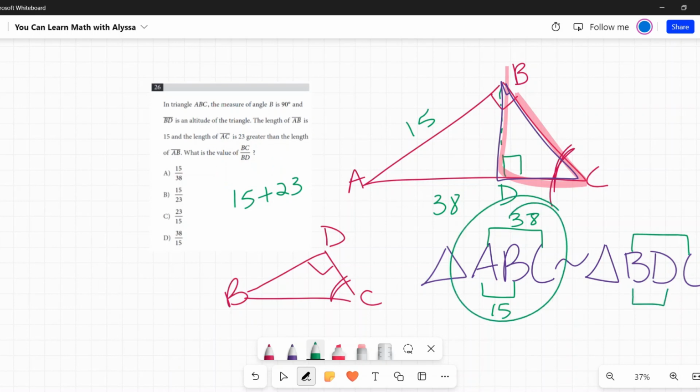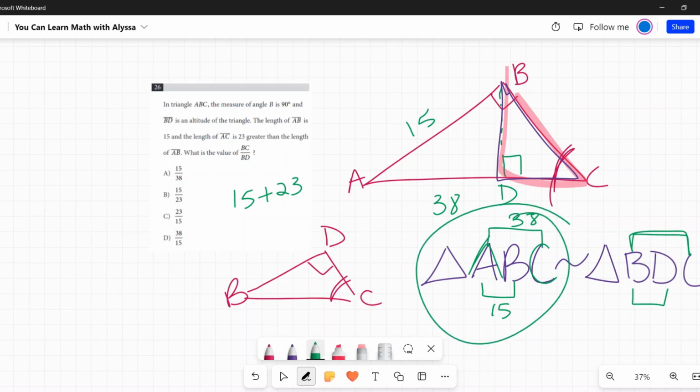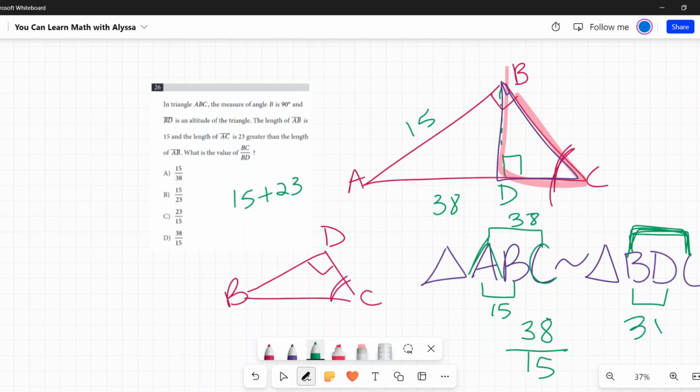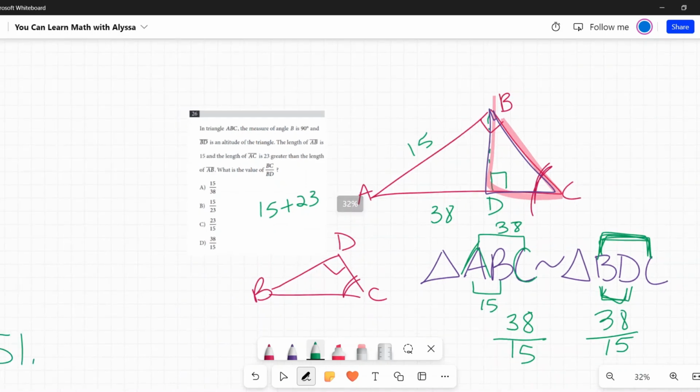Look, it's those same two. It's the first and the last, and then the first two. Even though the lengths are not the same, the proportion is still the same. So this triangle over here, the first to the last letter is 38 over the first to the second letter, 15. Over here, same proportion. First to the last would be 38, first to the second would be 15. So there's no calculating required. That's it. Our answer is D, 38 over 15.